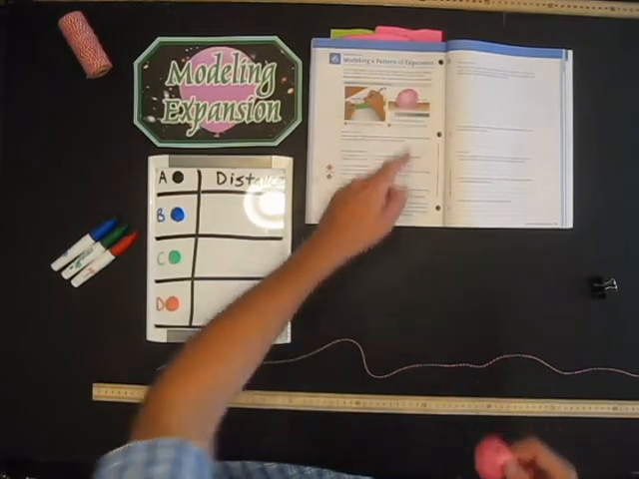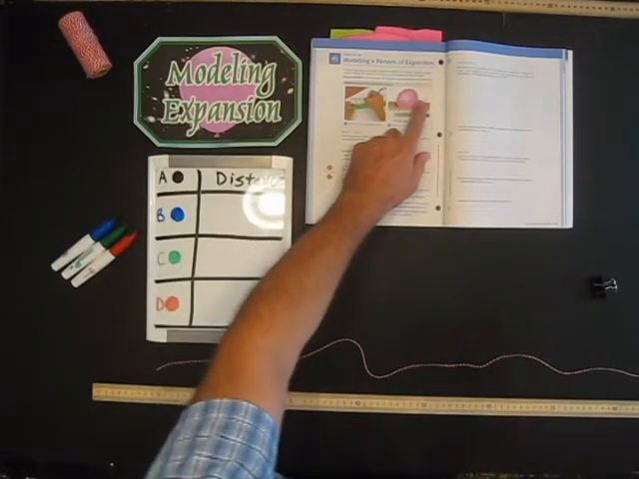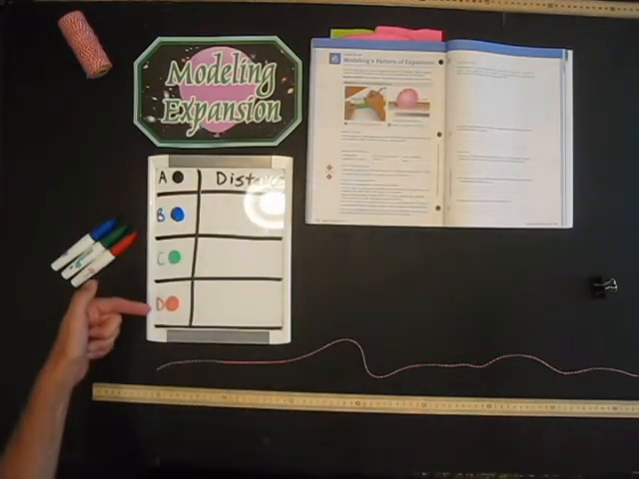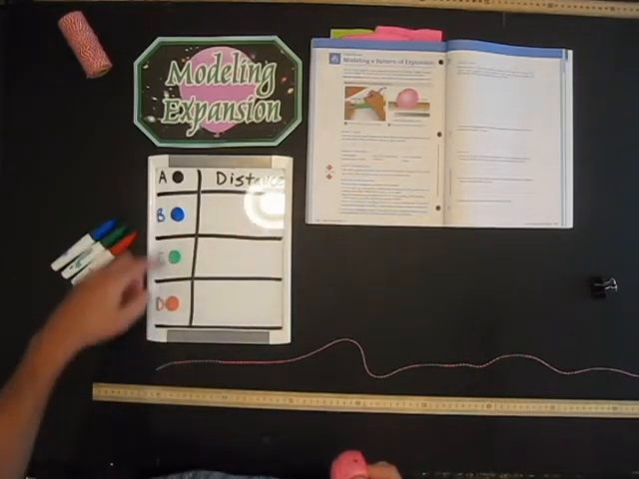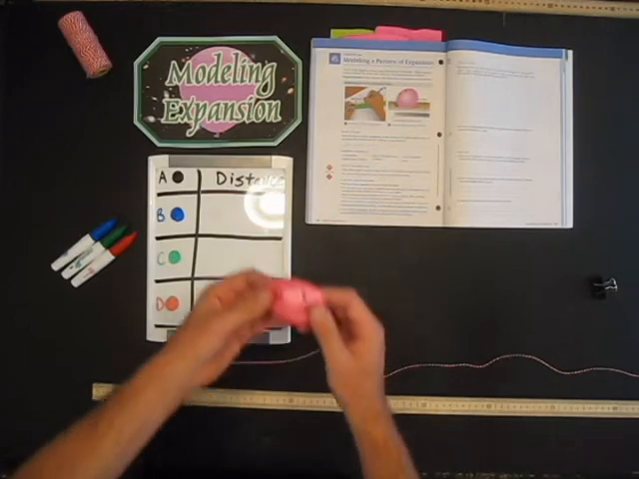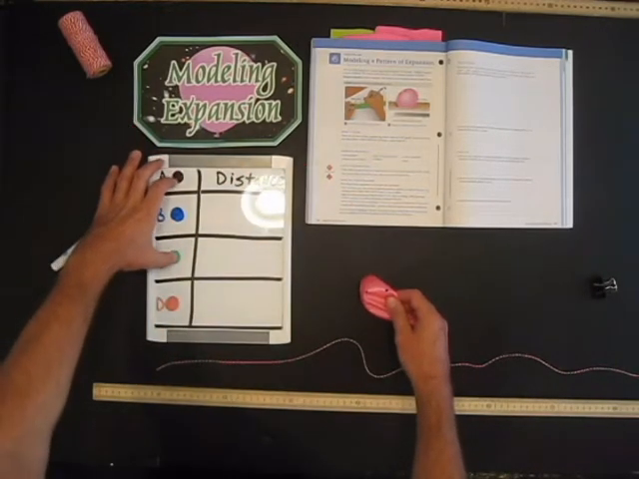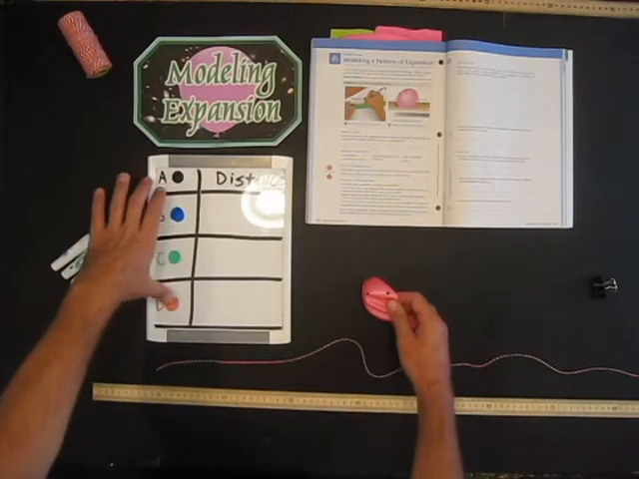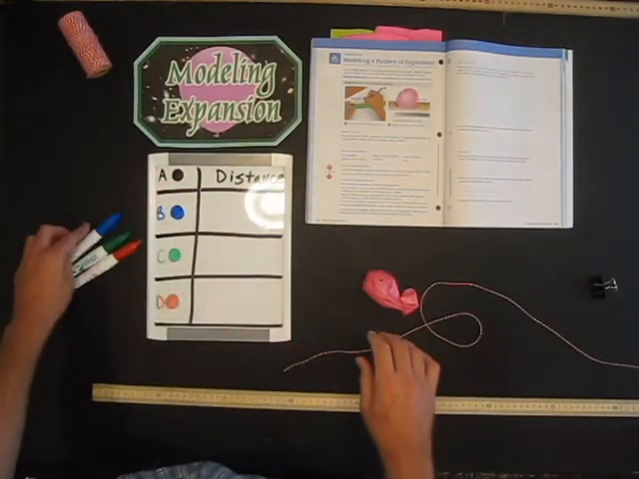So A is the point where you are. I'm going to have that the same. And then there's B and C. I've got B and C, but I'm adding a D as well. So instead of just measuring to 2 other positions, I'm going to measure to 3. So I'm going to measure the positions between A and B, between A and C, and between A and D. I'll measure them with a string, and then I'll record it right here.